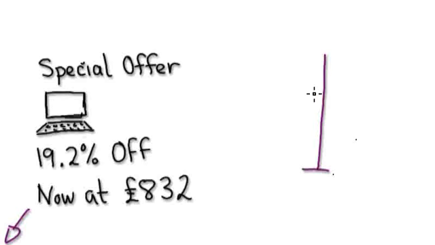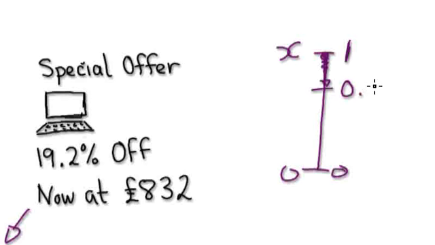So draw your diagram here. The original price of this computer is the 1 here. You want to know the original, but you don't know what it was, so let's call it X. Now, after giving you 19.2% off, this will take you to this level here, 0.808.